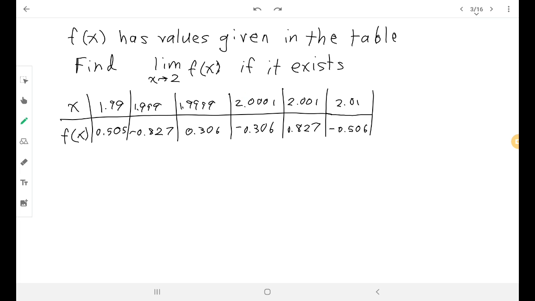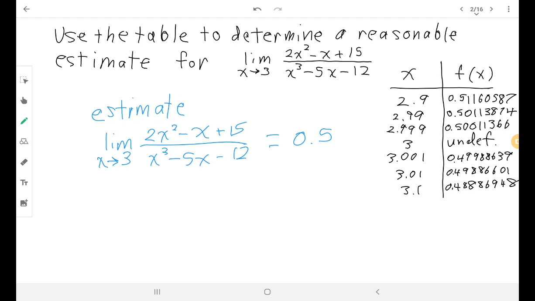So instead of putting it, they just put numbers very close to it. So what happens as we approach from the left, okay? As I approach from the left, I've got these weird values. It's 0.505 and then negative 0.827 and then 0.306. That's a little weird. I should be kind of approaching the same number all the time in the same way that I was approaching 0.5 here. So that's a little weird.